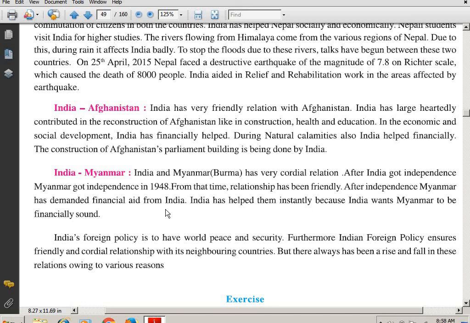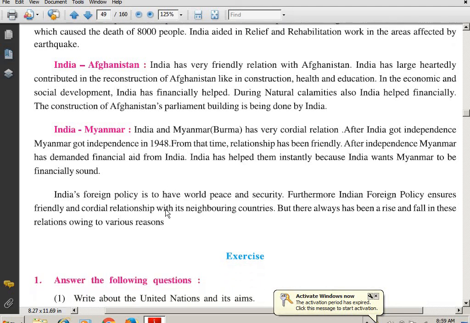India helped them instantly because India wants Myanmar to be financially sound. India doesn't want Myanmar economically poor, people dying over there, people not okay, not getting food and all. No, India doesn't want to see that part of Myanmar. And so India immediately helped. India's foreign policy is to have world peace and security.